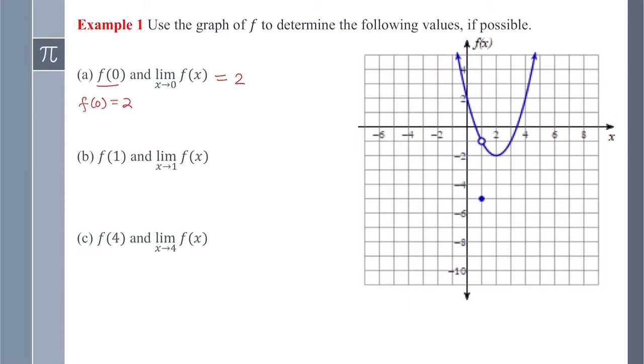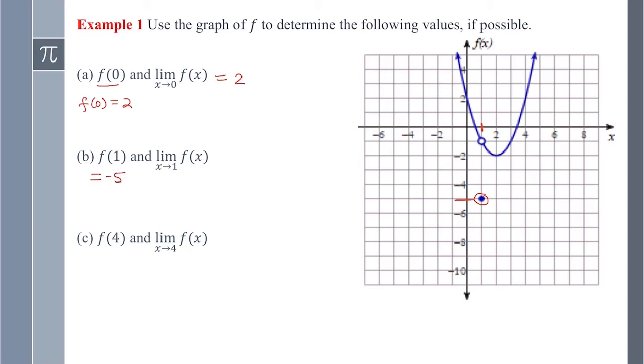So f of 1, that means the value of the function at x equals 1. On the graph we have a hole, but if you look over here, the value of the function at x equals 1 is indicated right here, which is -5. So f of 1 equals -5.